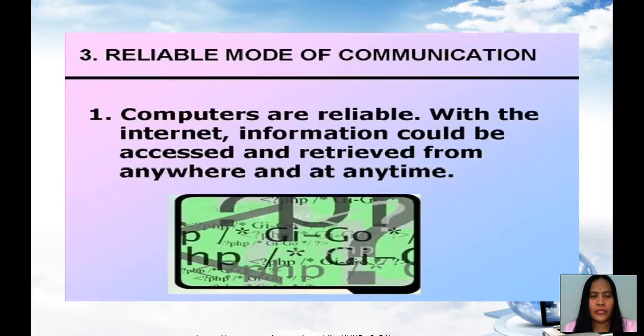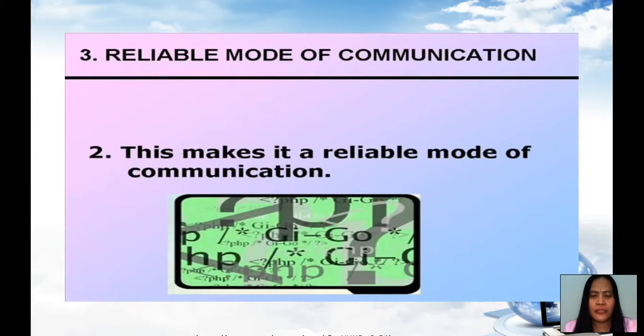Reliable mode of communication. Computers are reliable. With the internet, information could be accessed and retrieved at any time, anywhere. This makes it a reliable mode of communication.